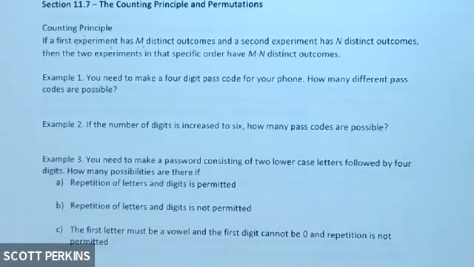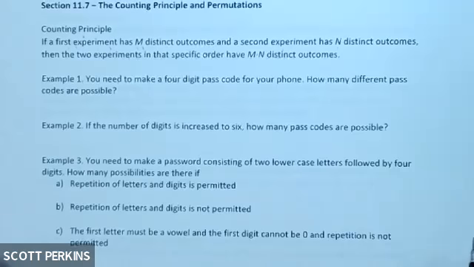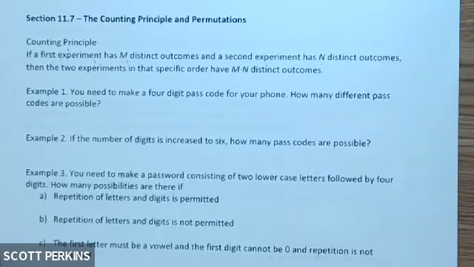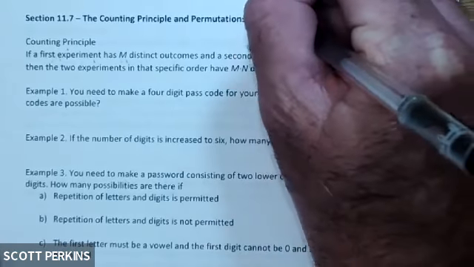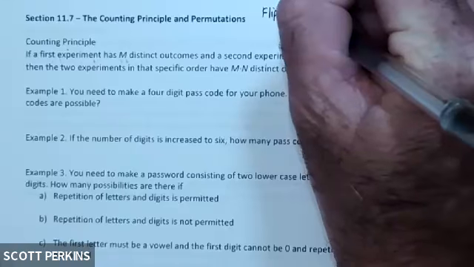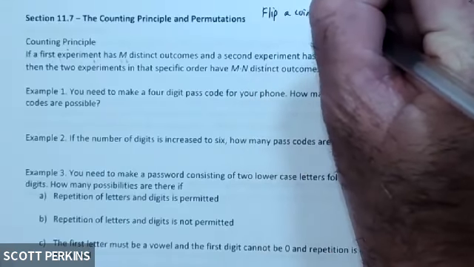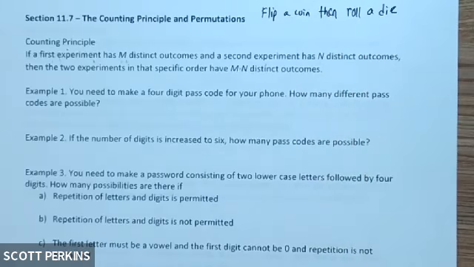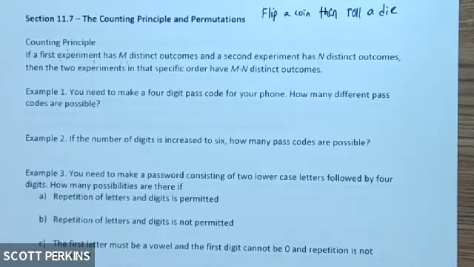And when we were back in section 11.4, the first example I gave of this was what would happen if we flip a coin and then roll a die. You don't have to write this down. This is already in your notes from section 11.4.